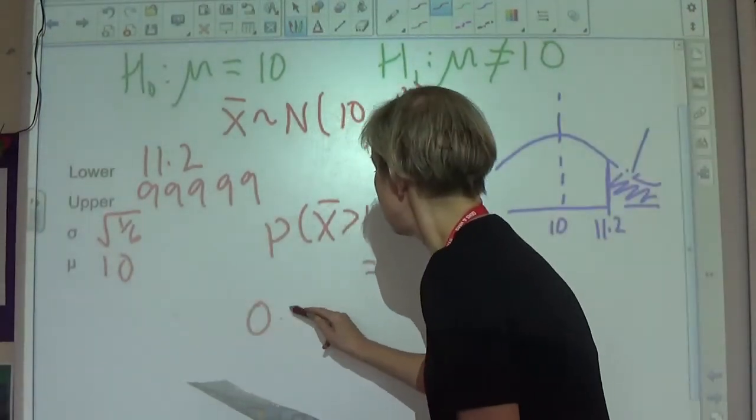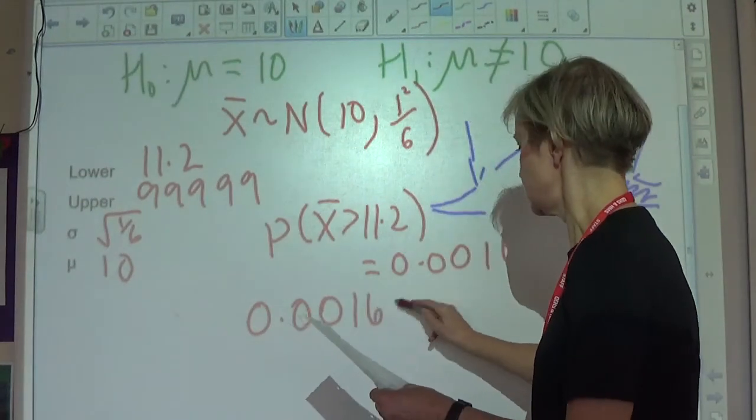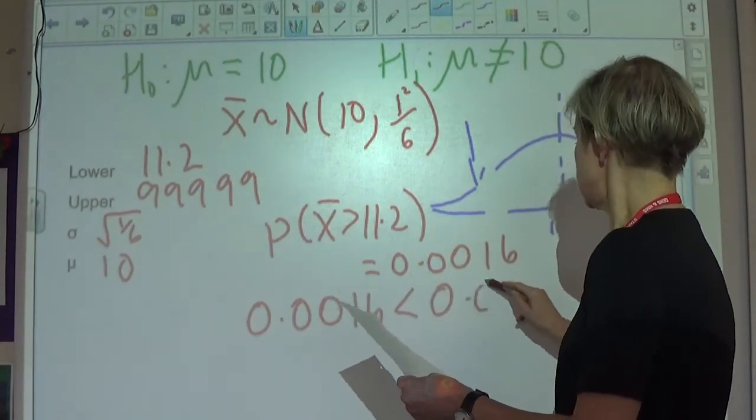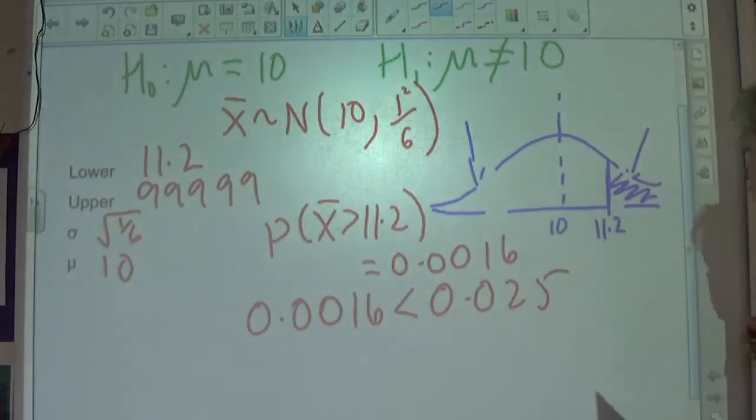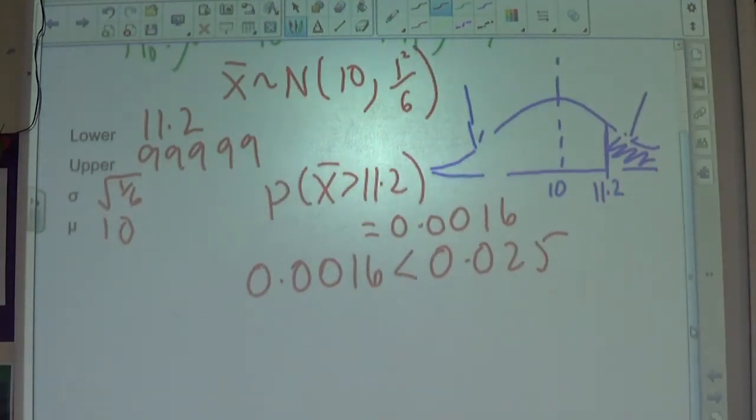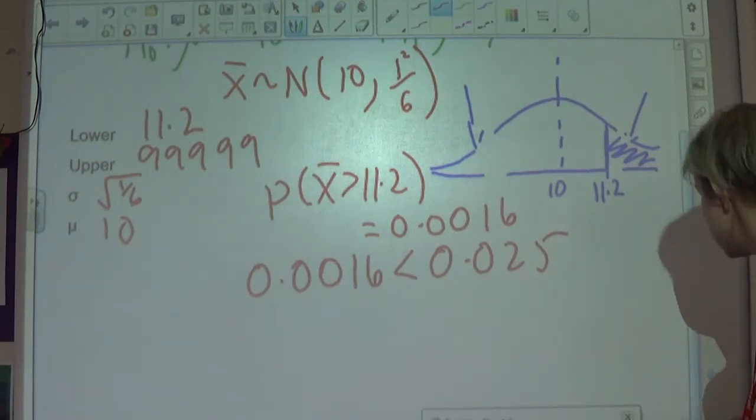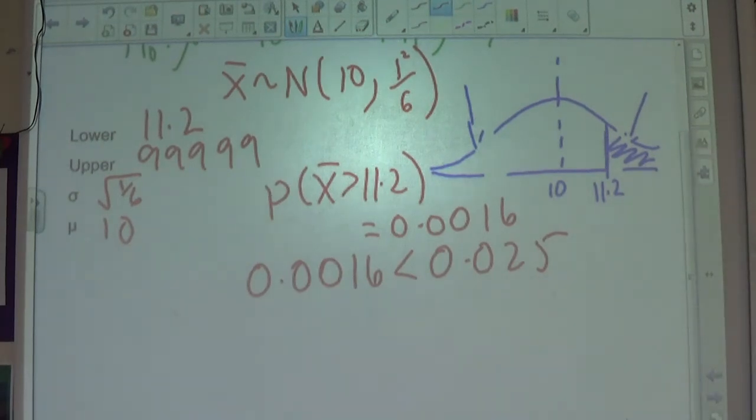Now 0.0016 is less than 2.5%. So the probability of seeing this happening is highly unlikely under this model. It's certainly less than 2.5%. So we have sufficient evidence to reject the null hypothesis. Therefore, we would then put it back in context: there is sufficient evidence to say that, at the 5% level, this species of butterfly is different.